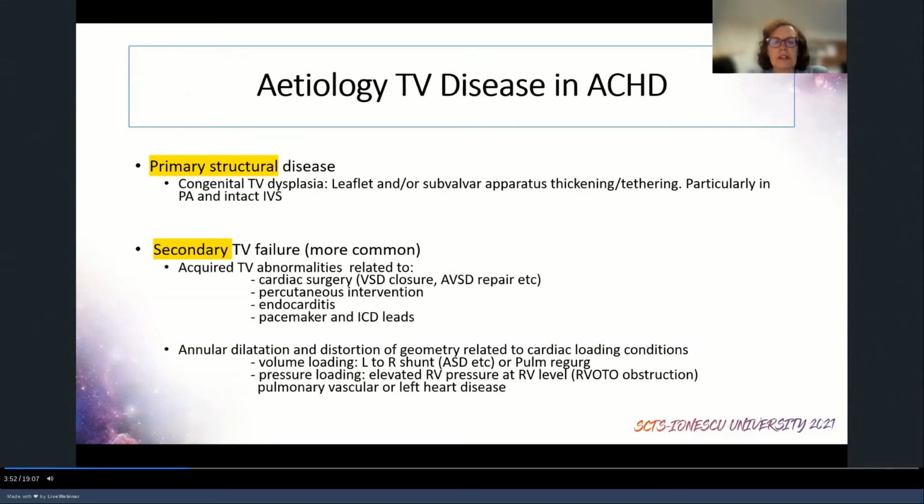Tricuspid valve failure can also result from annular dilatation and distortion of the geometry of the valve, and this generally is related to long-standing elevated loading conditions of the right heart, which can either be volume loading with a left to right shunt, for example an ASD, or pressure loading with elevated right ventricular pressure, either at the level of the right ventricle, the pulmonary vasculature, or it may be due to left heart disease.